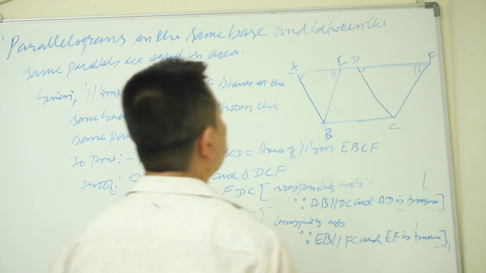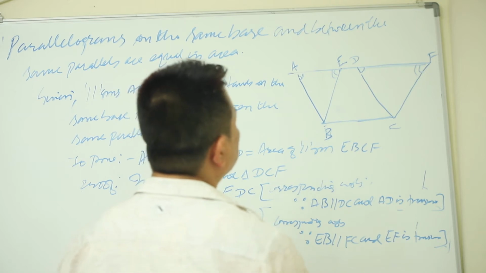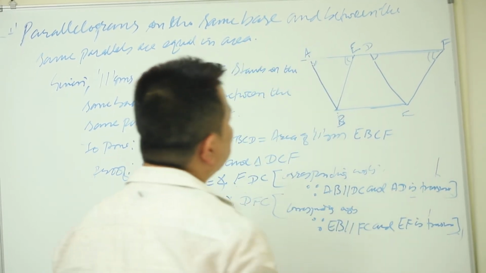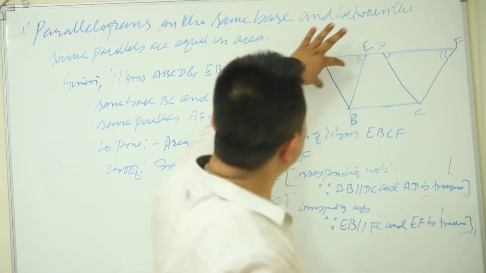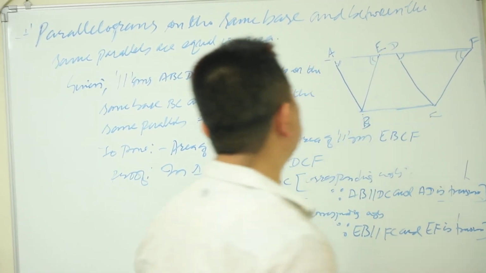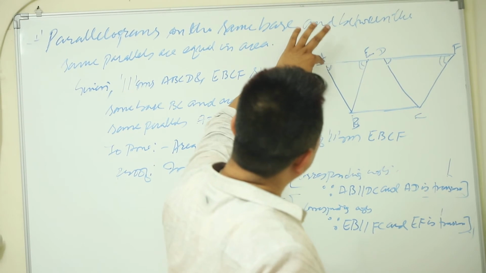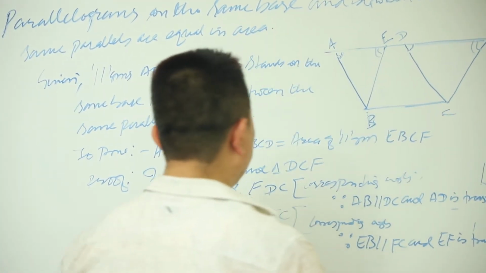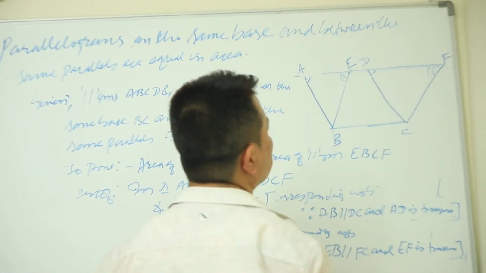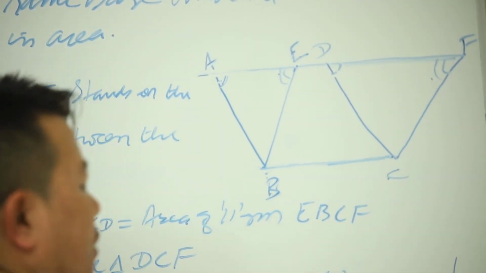Now two pairs of angles are equal. These two parallelograms are on the same base, and there are two triangles. In these two triangles, what is common here? Two pairs of angles are already equal. This angle is equal to this angle, the reason is corresponding angles. And similarly, this angle is equal to this angle, the reason is corresponding angles.